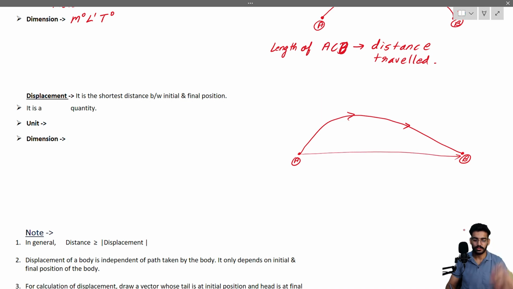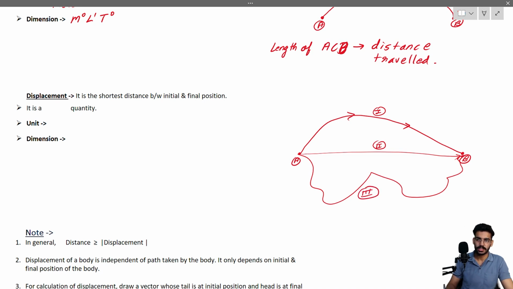Let's take one more path like this, you can go, right? So this is your first path, this is your second path, this is your third path, and you're going from A to B. So the shortest path is what? This second path. So your second path is basically your displacement. Displacement is directly going from A to B. B is the end of it and A is the starting of it, and this will always be a straight line.